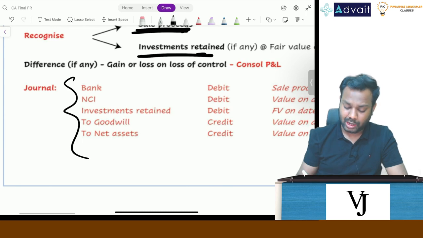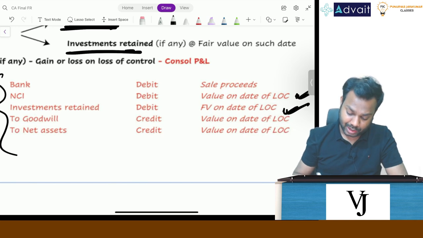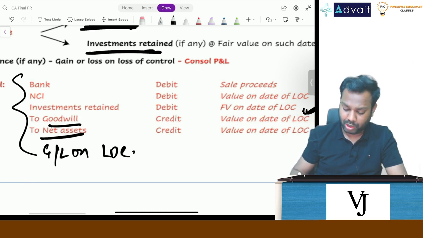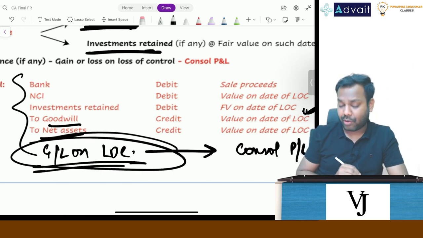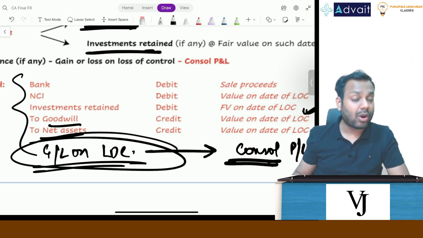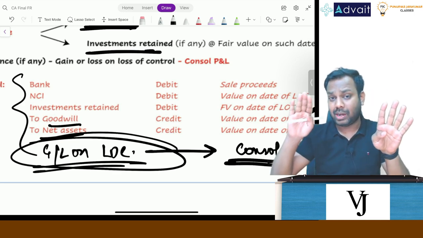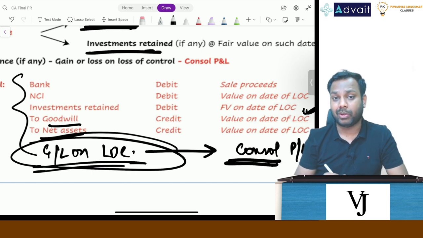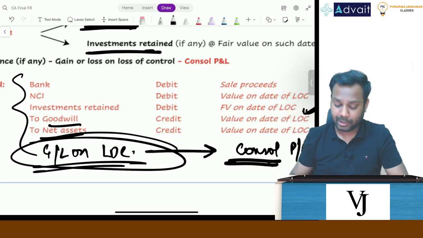The journal entry: bank account debit with the sale proceeds, NCI account debit with the value of the NCI on the date of loss of control, investment retained at the fair value on the date of loss of control. Goodwill will be credited off, net assets will be credited off. The difference, if any, will be transferred to gain or loss on loss of control in consol P&L, not in standalone P&L. In standalone P&L, we'll simply compare the carrying amount of the cost of investments with the sale proceeds. The difference will be transferred to gain or loss in the separate financial statements of the parent company. So the amount of gain or loss will be different in the separate FS and the consol FS. I hope that is clear to everyone.